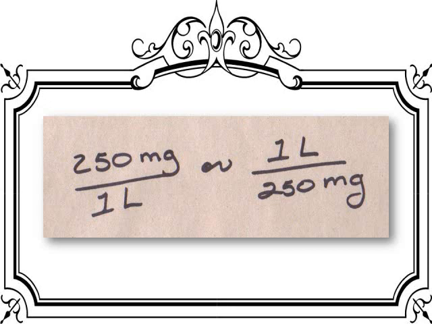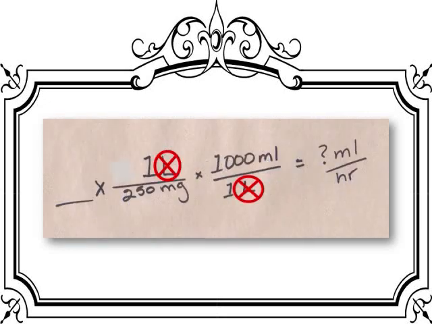In this case, you can choose either 250 milligrams per liter or 1 liter per 250 milligrams. They're both the same thing. They're both what you've got. We're going to choose the one with liter in the numerator so that we can cancel out the two labels. One's in the numerator, one's in the denominator. Cancel out the labels.